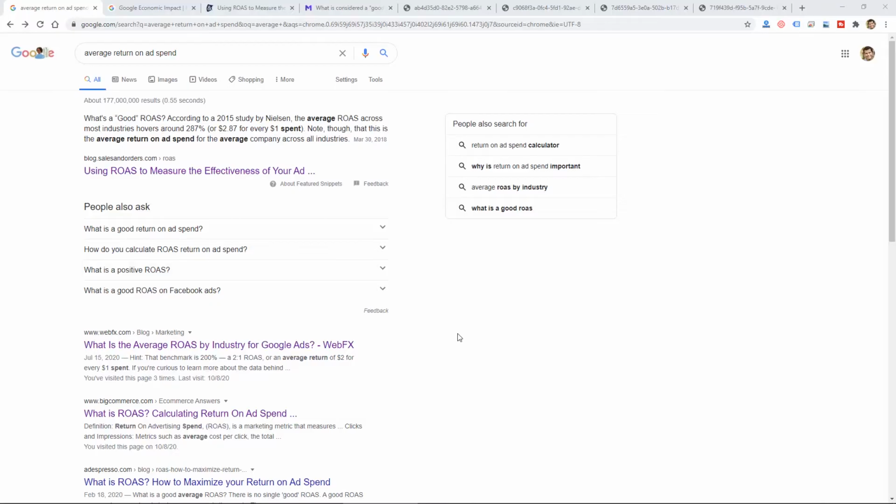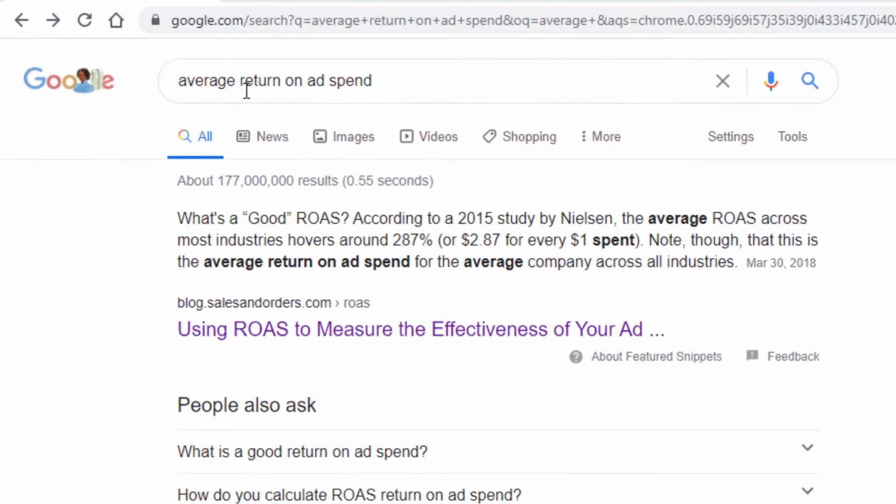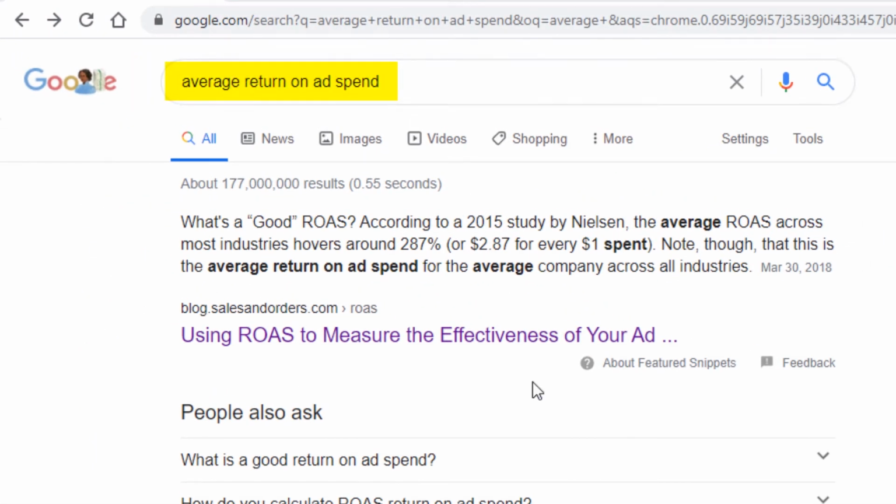So in the rest of this video, I'm going to talk about what is a good average number for ROAS for those of you who are already tracking it. And we'll also talk about some of the industry averages. So first we'll look at some experts just from a Google search and see what they say. And then I'll show you some real numbers from some of my Google Ads clients who are successfully tracking conversion value and ROAS.